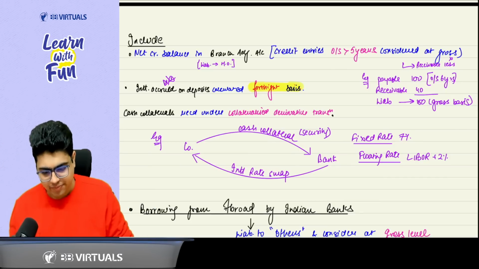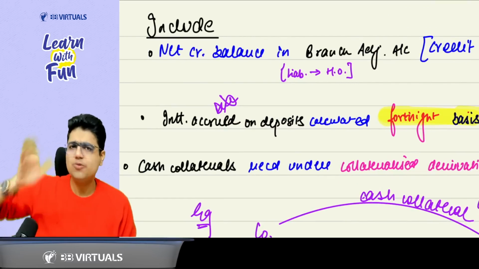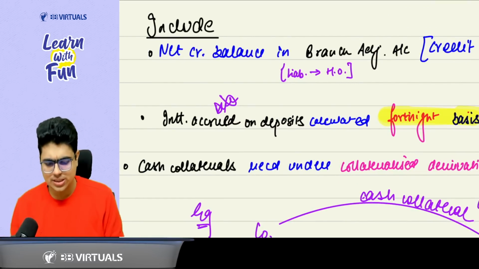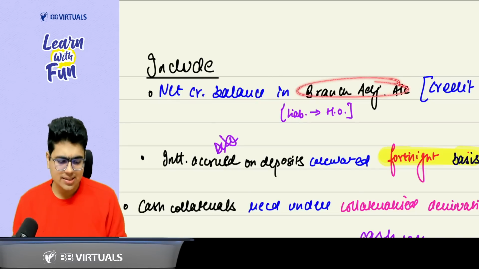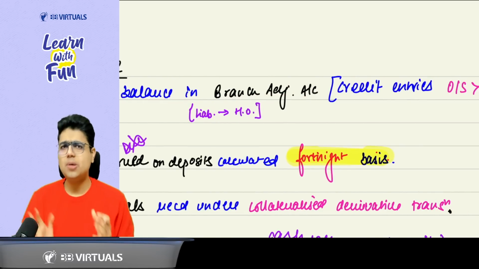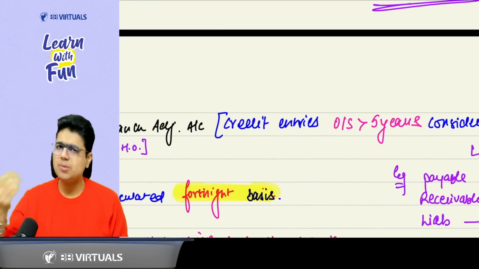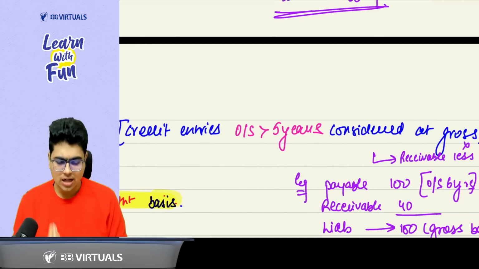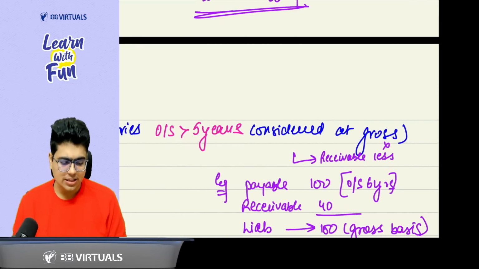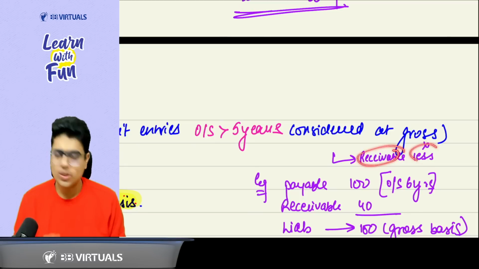Everyone ready? Yes, sir. So the first inclusion says, there are only 3 or 4 points. First inclusion says if there is a net credit balance in the branch adjustment account. Branch adjustment means this is the amount that you owe to the other branches and the head office. So this will become a part of liability. Now remember one thing, if there are credit entries which are outstanding for more than 5 years, you will consider them on gross basis. Gross basis means if there is any receivable, you will not deduct it.